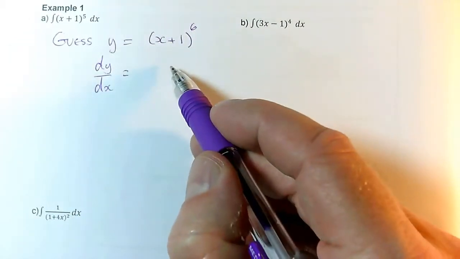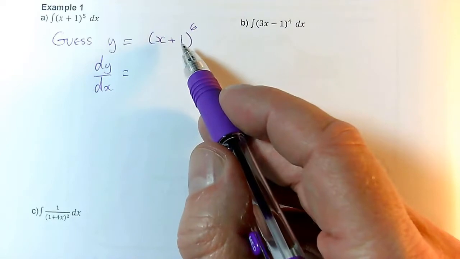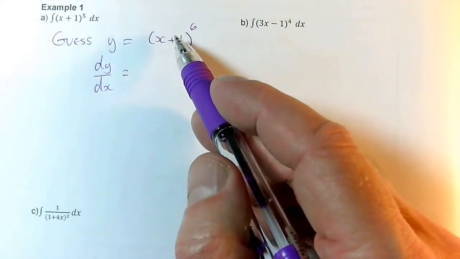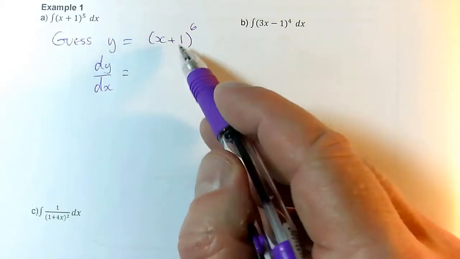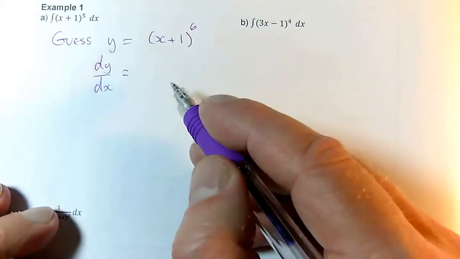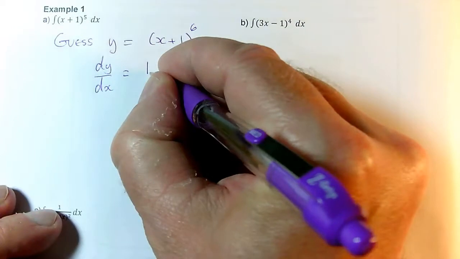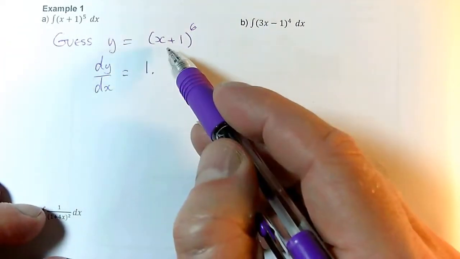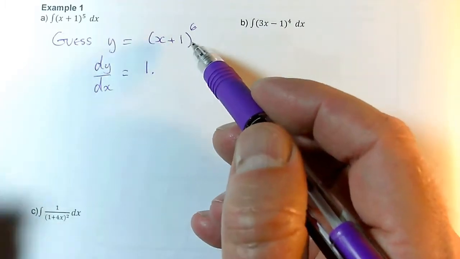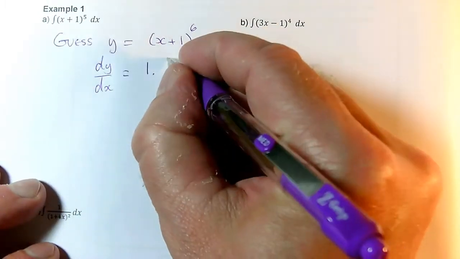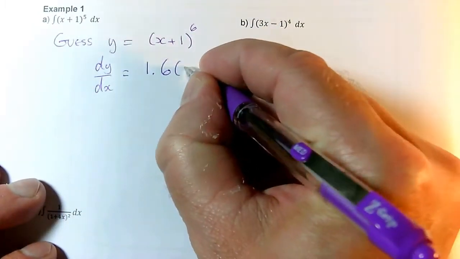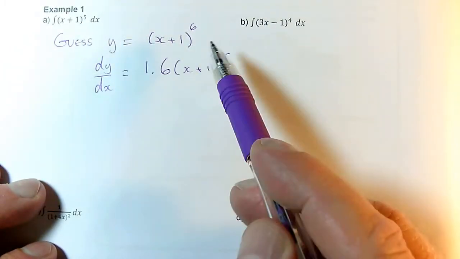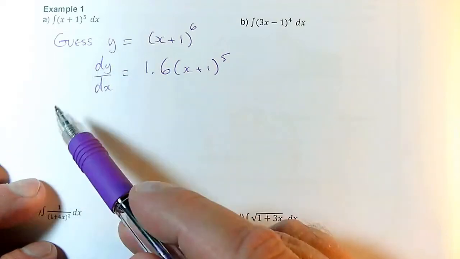Well, this is u to the power of 6. Okay, this is a chain rule, so I'm going to use the quick method for the chain rule. My u would have been x plus 1. My inside function is x plus 1, so that differentiates to 1, so that would have been the du by dx. And y would be u to the power 6, which differentiates to 6 bracket x plus 1 to the power of 5. So when I differentiate this guess, I get 6 times bracket to the power 5.